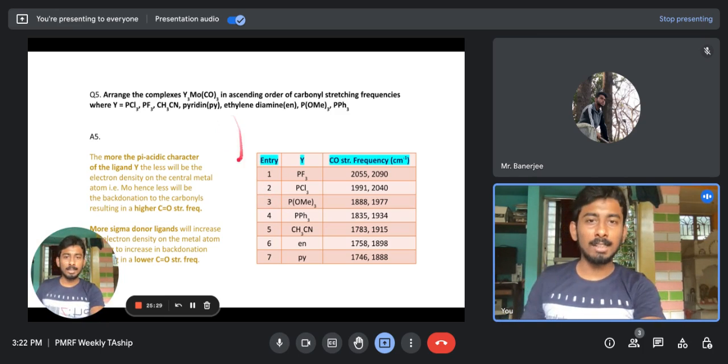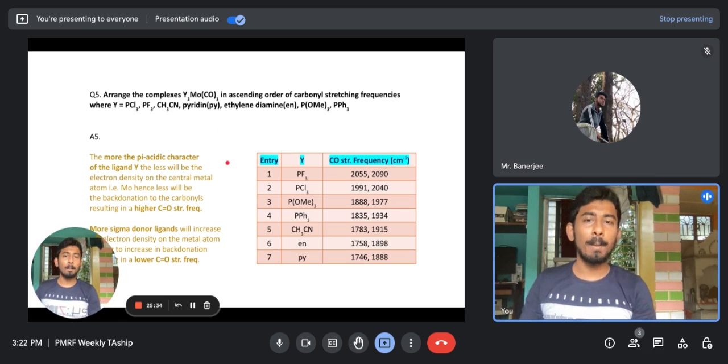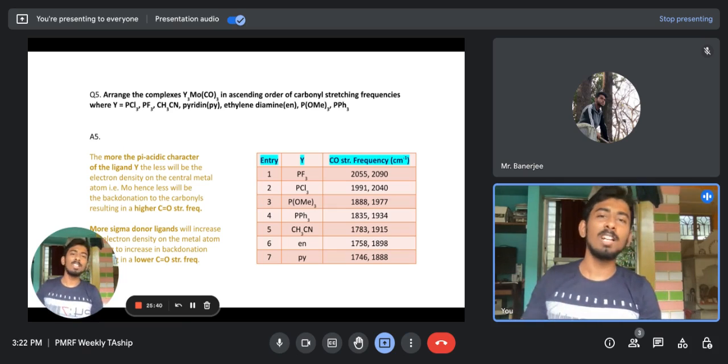So we come to the conclusion that if Y is a strong pi acidic ligand, then the CO stretching frequency will be quite high, because it will not allow the metal to throw electron density to the CO.